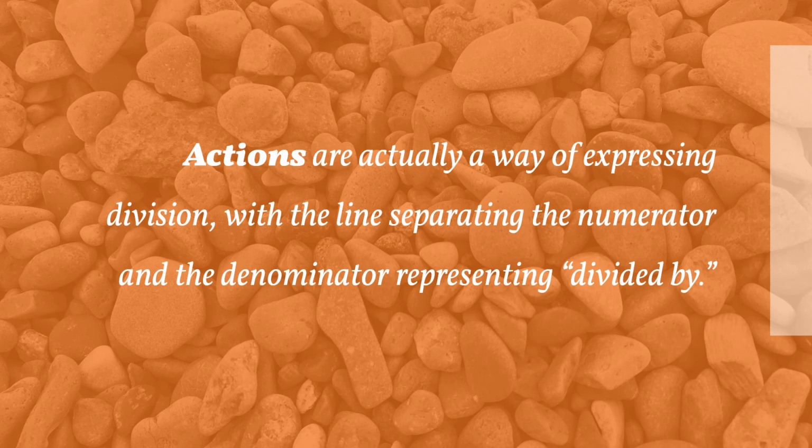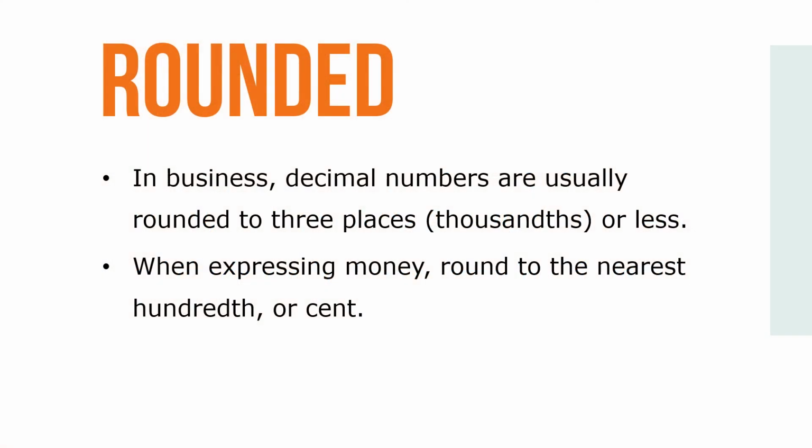Fractions are actually a way of expressing division, with a line separating the numerator and the denominator representing the divided by. In business, decimal numbers are usually rounded to 3 places, thousandths, or less. When expressing money, round to the nearest hundredth or cent.